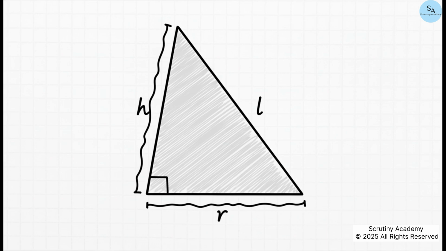Okay, to get the cone's curved area, we first need that slant height, L. Time for our old friend Pythagoras' theorem. The problem gives us a radius of 7 and a height of 24. So L is the square root of 7 squared plus 24 squared. That's the square root of 49 plus 576, which is the square root of 625, and that gives us a nice clean slant height of 25 centimeters.